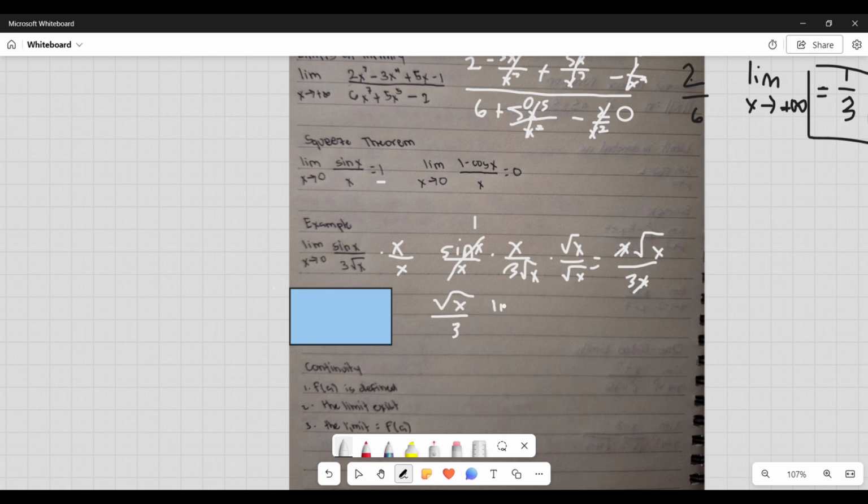So the limit as x approaches 0 just equals to, we can directly substitute this. The square root of x is 0. The square root of 0 is just 0 over 3. So the limit is just equal to 0.